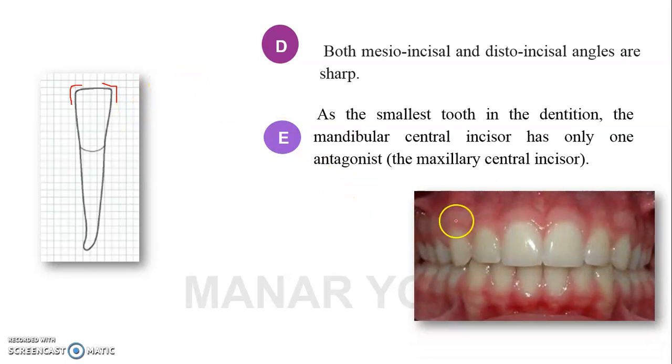Since it's considered the smallest tooth in the dental arches, the mandibular central incisor is the only tooth which has only one antagonist, which is the maxillary central. So it occludes with one tooth only, which is the maxillary central. All other teeth in the dental arches occlude with two opposing teeth in the opposite arch. For example, the mandibular lateral occludes with both maxillary central and maxillary lateral. Maxillary lateral incisor occludes with both mandibular lateral and mandibular canine, and so on.